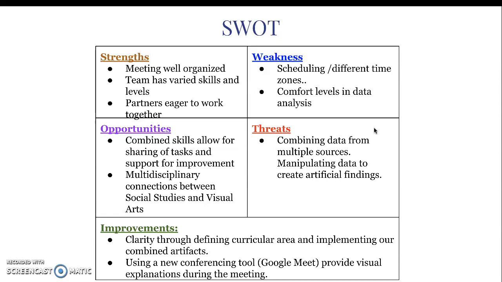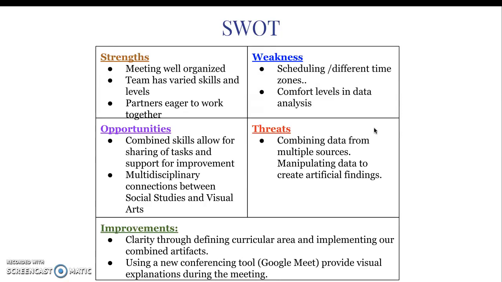Now our strengths, weaknesses, opportunities, threats, and improvements during our meeting. I felt that during the meeting we were pretty organized with our content. We were able to have that pre-meeting, and that helped with the organization. The team has varied skills, and that definitely helps. We're definitely eager to work together. Our weaknesses: scheduling, different time zones. Again, Will lives in Germany, and so we'll have to accommodate that. Also our comfort levels in data analysis.